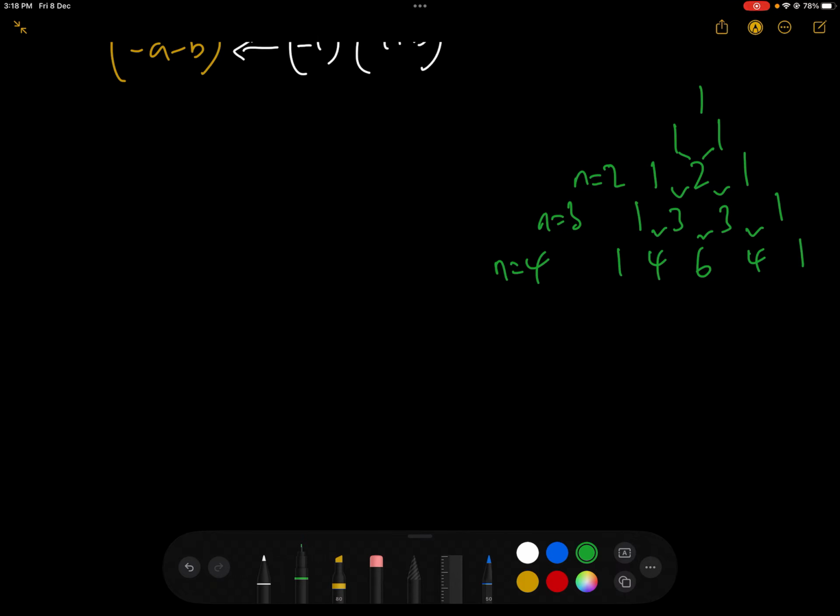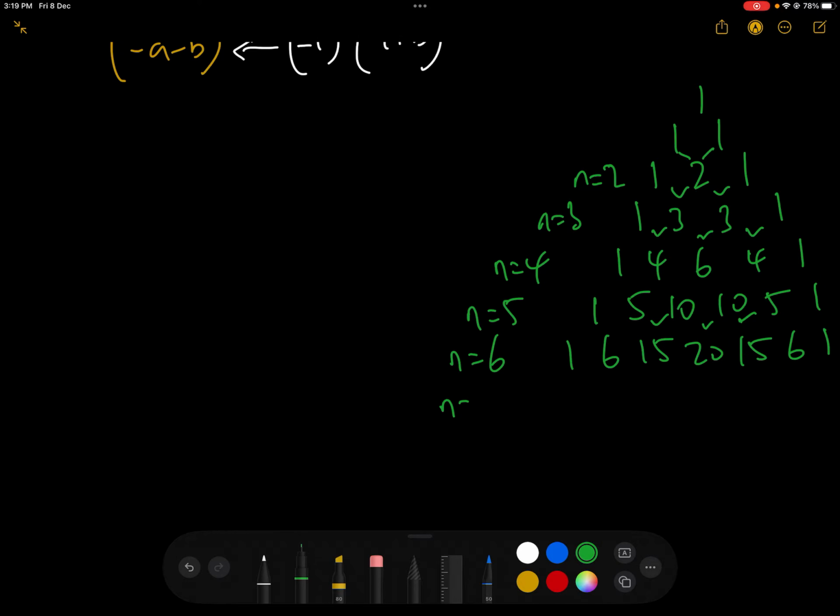I would definitely recommend that you learn Pascal's triangle at least up to maybe n equals 7. You use it so often, or I certainly use it so often. That's 1, 5, 10, 10, 5, 1, then 1, 6, 15, 20, 15, 6, 1, and let's go up to n equals 7: 1, 7, 21, 35, 35, 21, 7, 1. So there's Pascal's triangle, and that's what we're going to use to help us expand a plus b to the n.